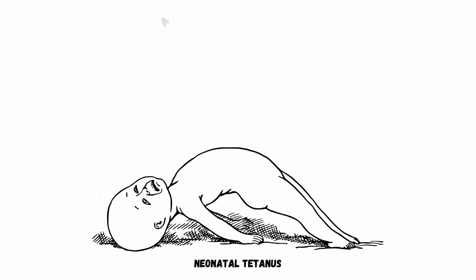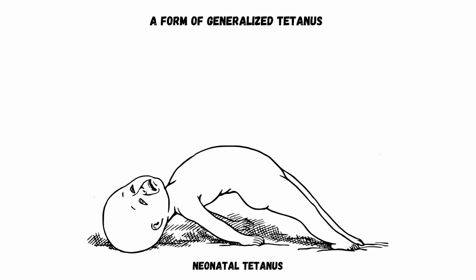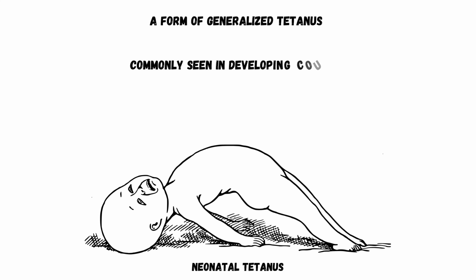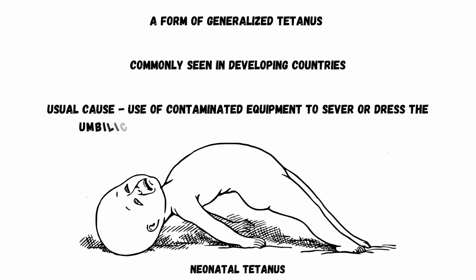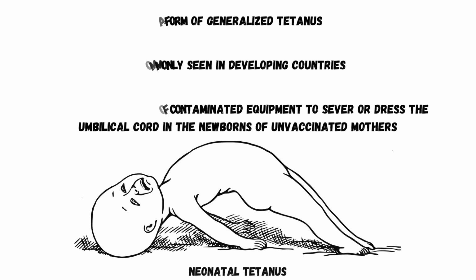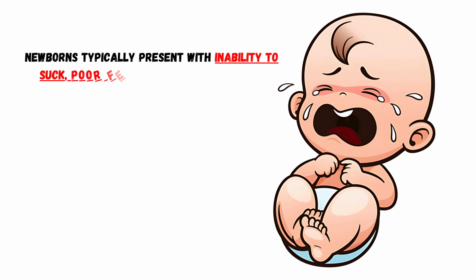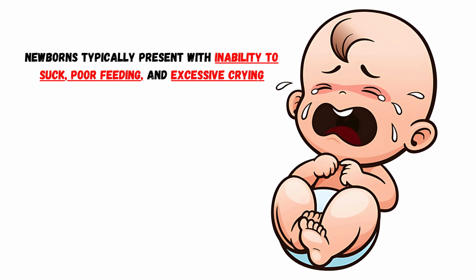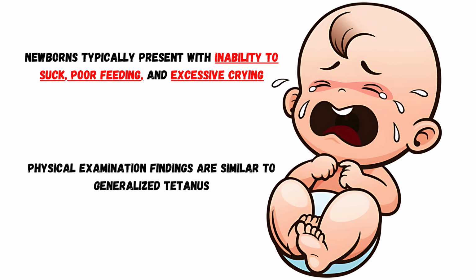Neonatal tetanus is a form of generalized tetanus that occurs in neonates. It is commonly seen in developing countries, and the usual cause is the use of contaminated equipment to sever or dress the umbilical cord in the newborns of unvaccinated mothers. Newborns typically present with inability to suck, poor feeding, and excessive crying. Physical examination findings are similar to generalized tetanus.